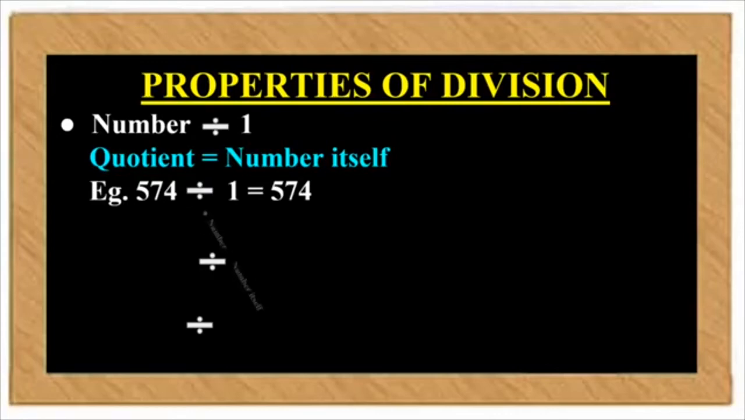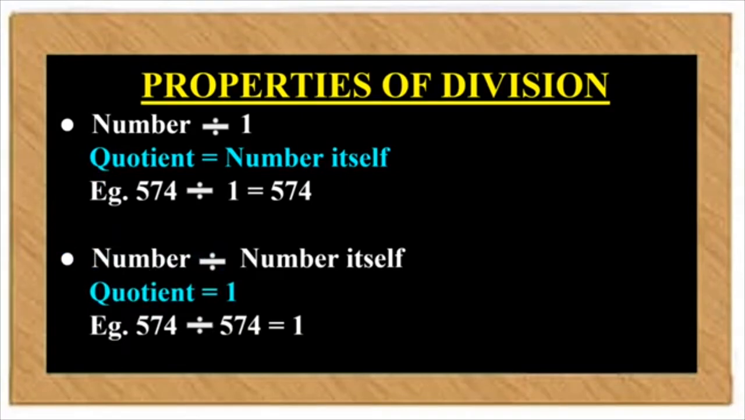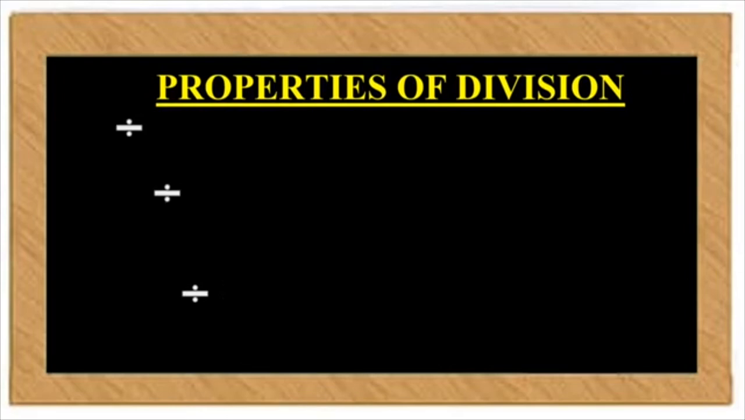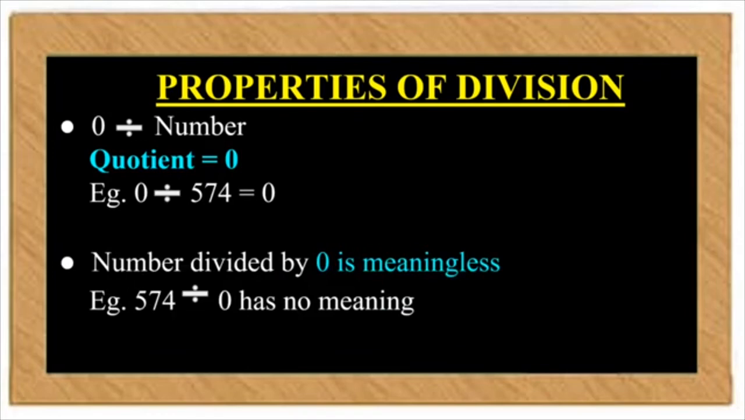The next property says, when we divide a number by itself, we get the answer as 1. For example, 574 divided by 574 will give you the quotient as 1. When we divide 0 with any number, then we get 0 as the quotient. For example, 0 divided by 574 will give you the answer as 0. But remember, children, any number divided by 0 has no meaning. That is, when 574 is divided by 0, it has no meaning.